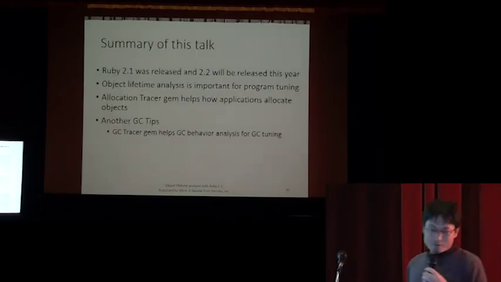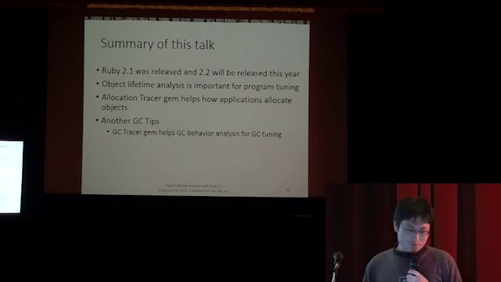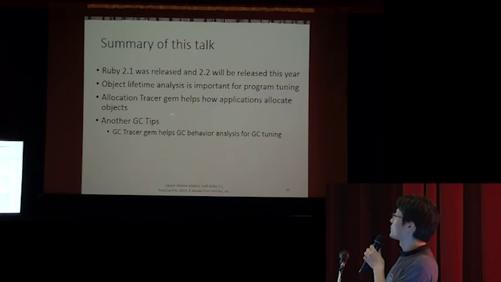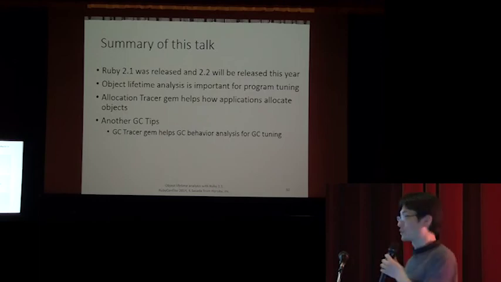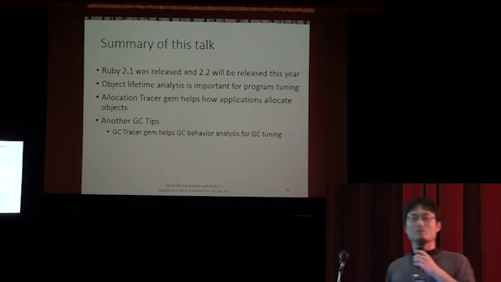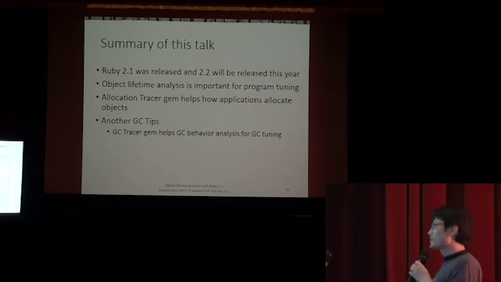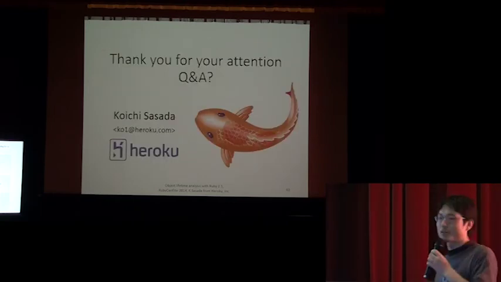So, the summary of this talk. The most important part is that the allocation tracer gem will help your optimization of your application. If you have any trouble with memory consumption, please try it. Thank you very much.